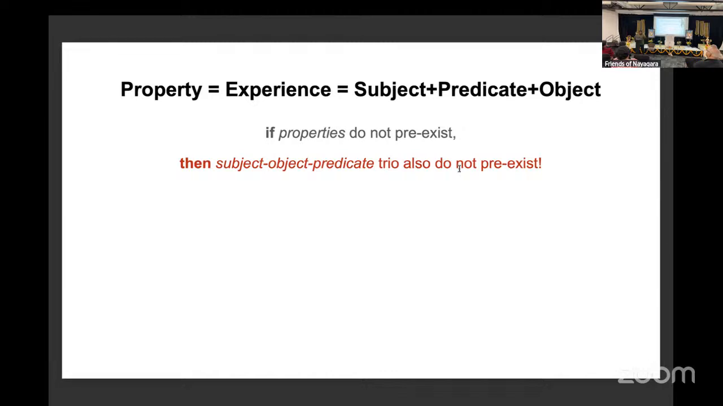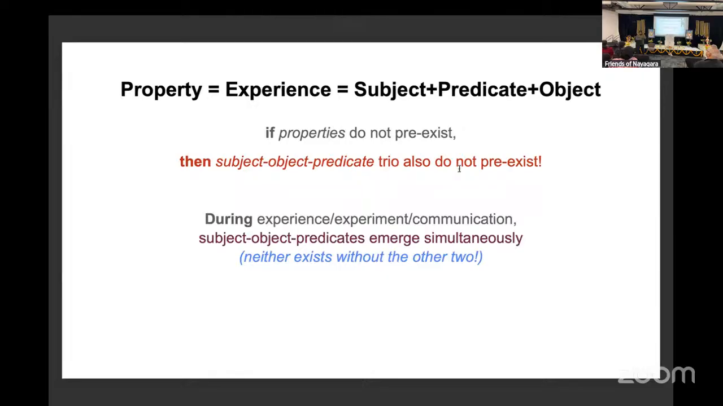Because they're the same thing. There's no real difference between the word property and subject, object, predicate. They're the same thing. So that means during experience or an experiment or communication, subject, object, predicates emerge simultaneously. They emerge, and neither one emerges uniquely, they all emerge together.